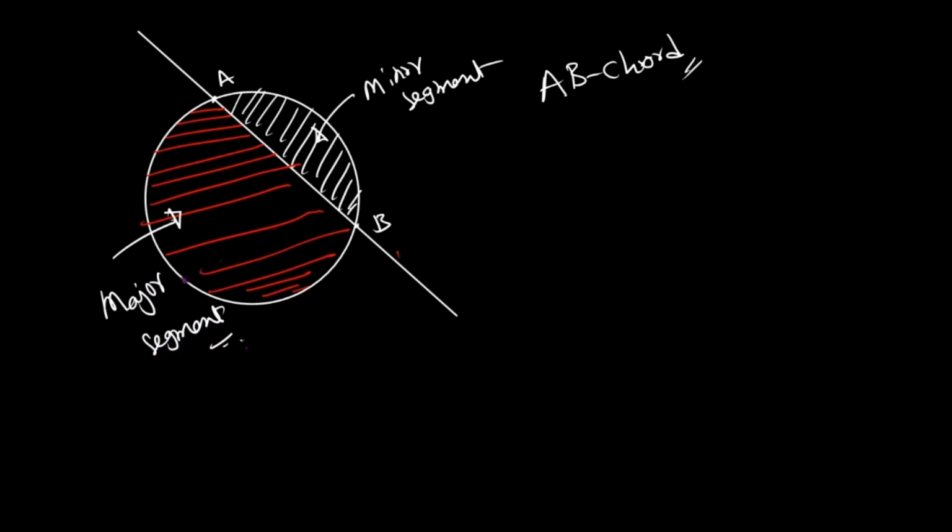Okay, so this major segment and this minor segment, right? Now, how do you calculate this minor segment area? Okay, I will show you. You'll understand clearly. Okay, let's take this is the center of the circle.